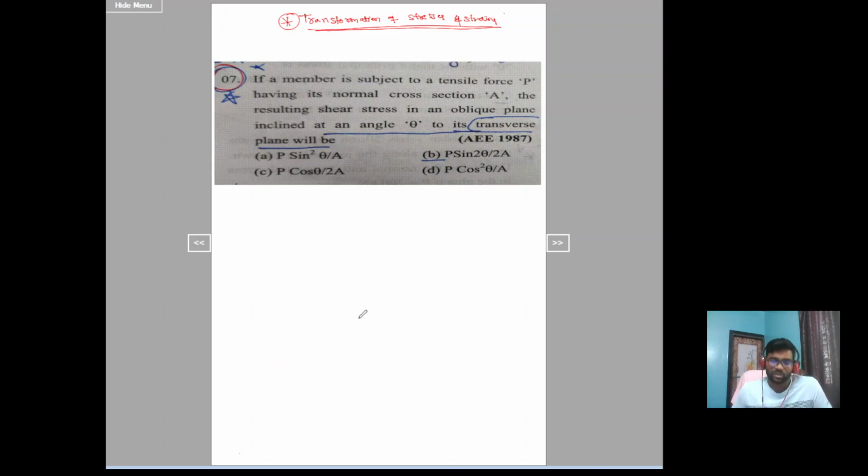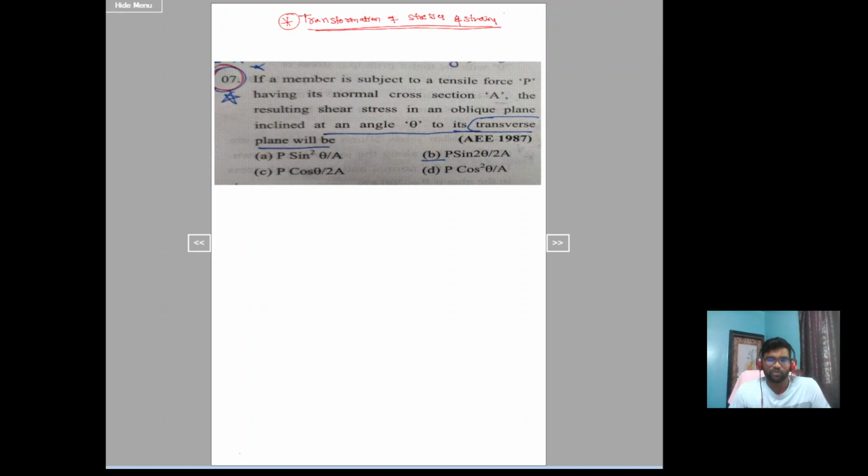Now start solving these questions. So first, what he has mentioned in the first question: if a member is subjected to a tensile force P having its normal cross-section area A, the resulting shear stress in an oblique plane inclined at an angle theta to its transverse plane will be.